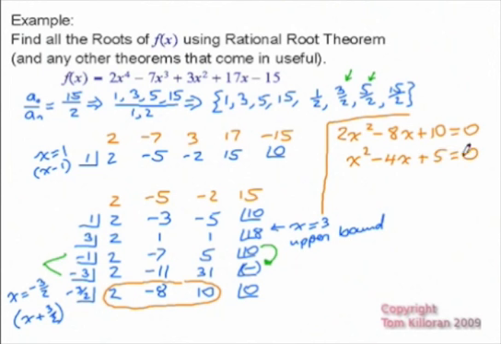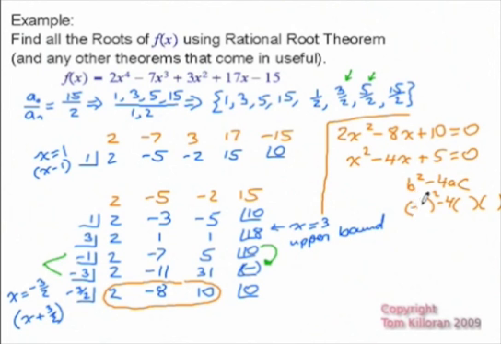Now, are there any factors of 5 that add up to 4? Well, I can't think of them. I know they subtract up to 4, but they definitely don't add. So I'm going to use the quadratic formula. And it starts off, of course, with the b squared minus 4ac. I like doing the discriminant first.